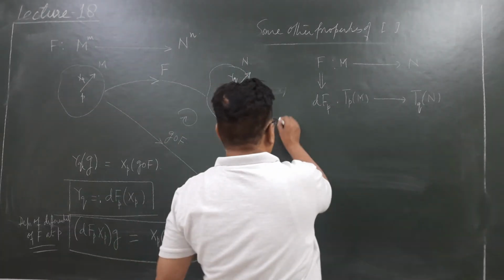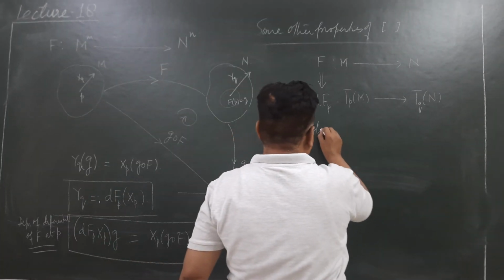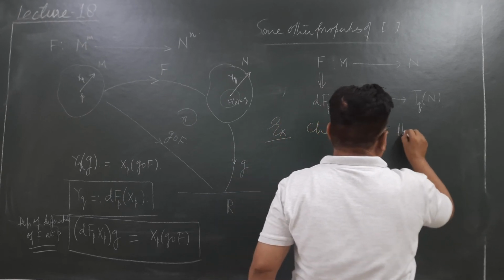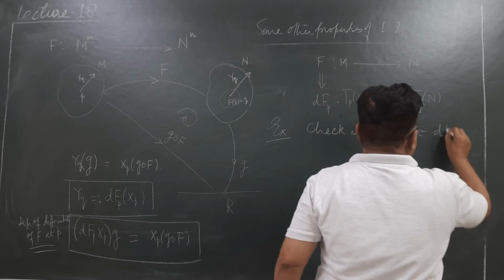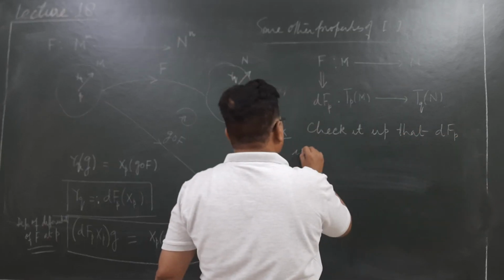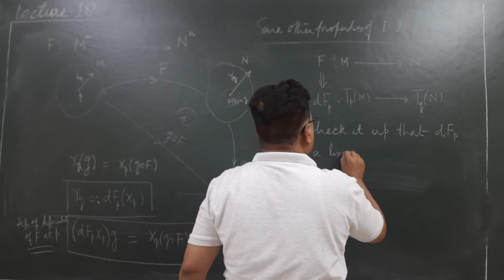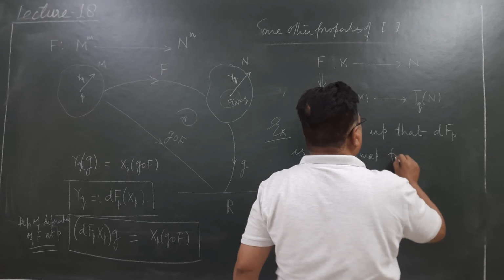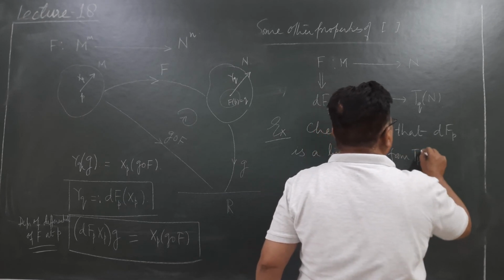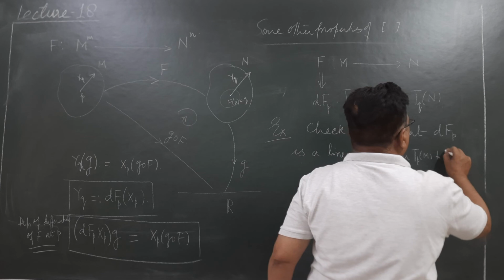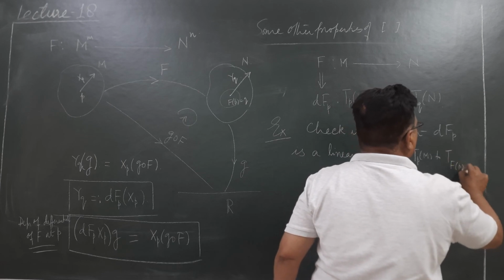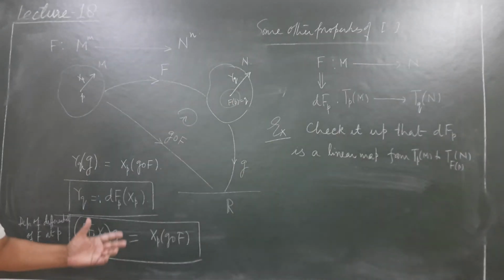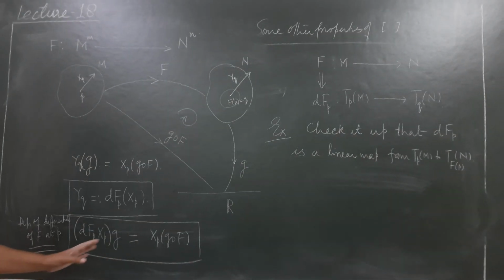Check it up. This I am leaving as an exercise. Check it up that dfp is a linear map from TpM to T of f(p). बस डेफिनेशन मैंने लिख दी so that diagram remains commutative. I didn't check it up that it is linear.